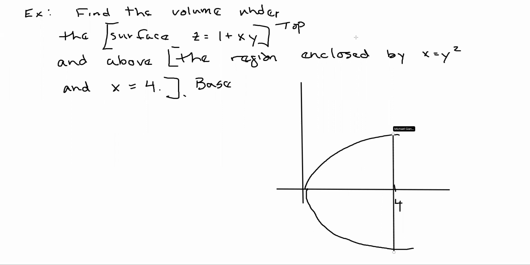All right, so there's our object, the region enclosed by x equals y squared and x equals 4. What we want to do is look at this. Is this type 1 or type 2? Well, it could be both if you really needed it to. I would say the easier way to do this one would be as a type 2, based upon what they gave you.